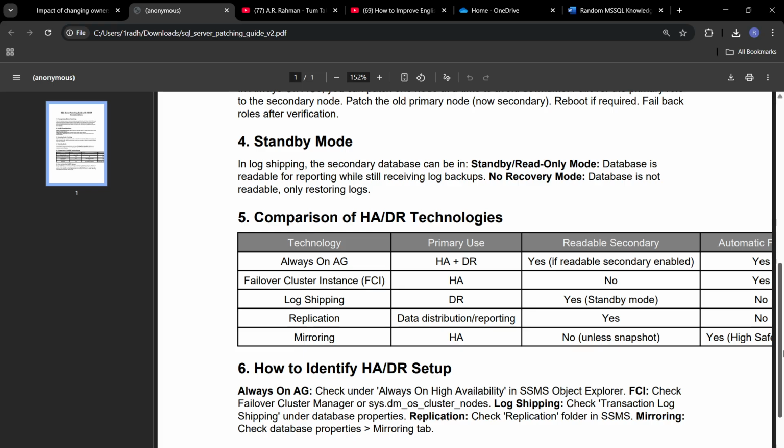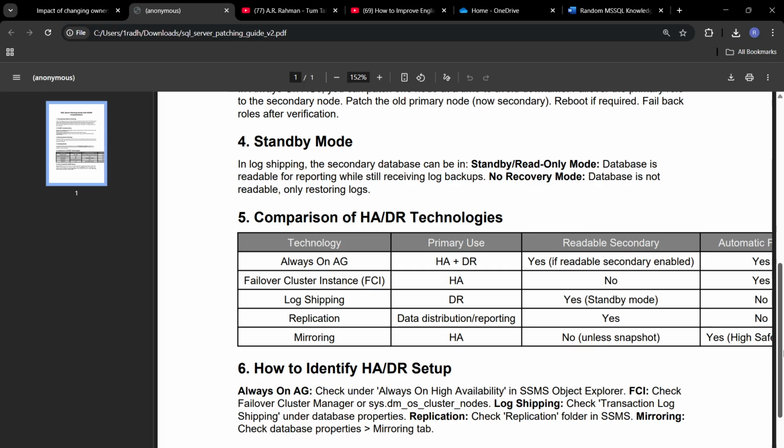Coming to log shipping, check the transaction log shipping. You can check whether transaction log shipping is enabled for a database or not. First go to the database, then right click on Properties. In the properties, if it is enabled, then you can see all the info. If not, then it will be in a disabled format.